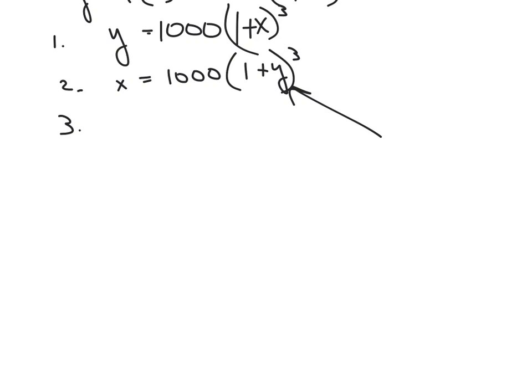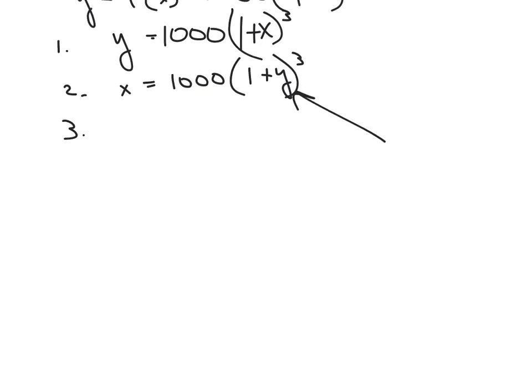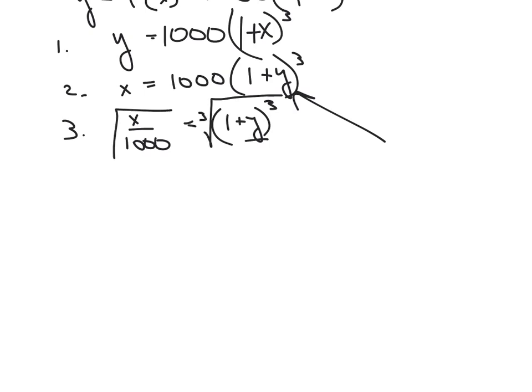So what I'm going to do is divide both sides by 1,000, because again, I'm just trying to get rid of everything on the right-hand side. But that wasn't the problem. This is the problem. You have to either multiply that 1 plus y times 1 plus y times 1 plus y, which isn't a good idea, or take the cubed root of that and the cubed root of that, and that gives me the cubed root of x over 1,000 equals 1 plus y. That looks a lot better.